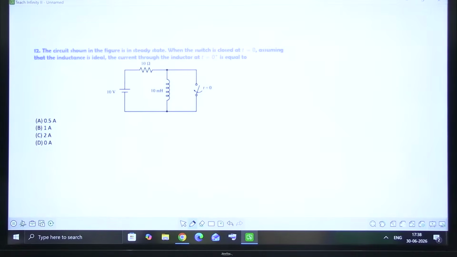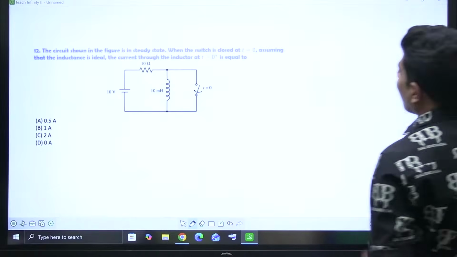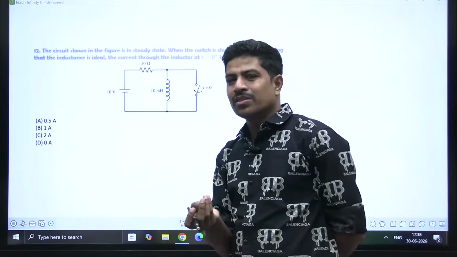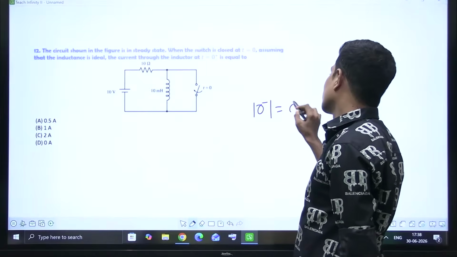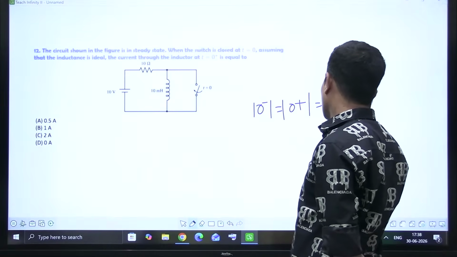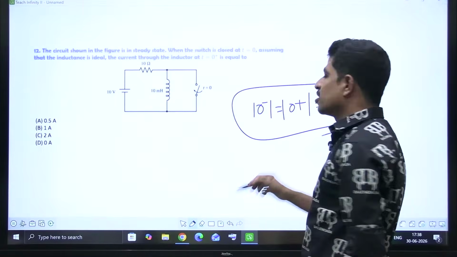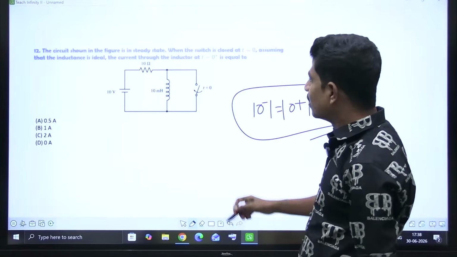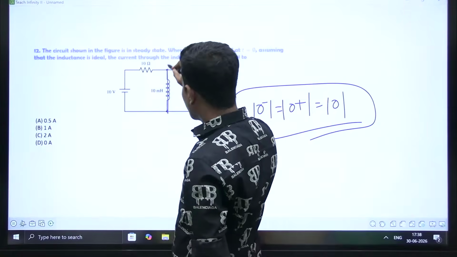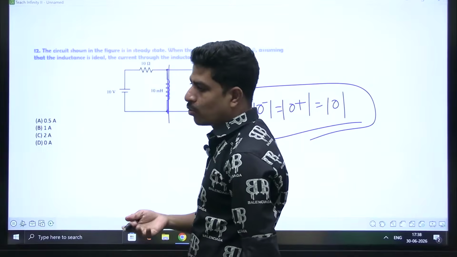When the switch is closed at t is equal to 0, assuming that the inductance is ideal, that's fine, accepted. The current through the inductor at t is equal to 0 plus is equal to... At 0 minus, 0 plus and 0, all three are same. Sudden change of current is not possible. Therefore, how much it was previously, the same current is going to maintain. At steady state, this fellow is going to act as short circuit. You all know that. I told you already.